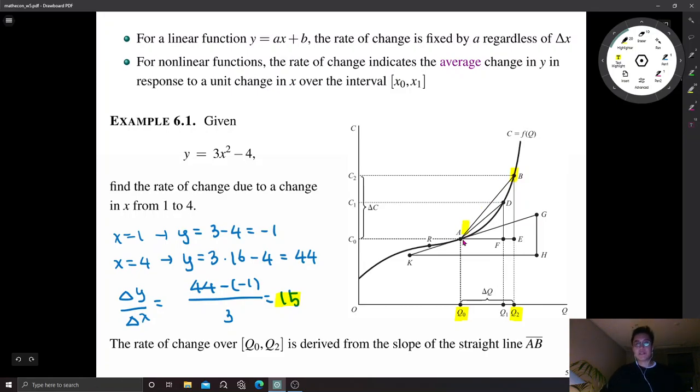Okay, so it tells us if the firm increases the quantity supplied from Q0 to Q2, the average increment of cost per each unit. So that is an average cost, right? The rate of change over some interval means the average cost to the producer, to the firm. So the rate of change is derived from the slope of the straight line A and B over this interval.